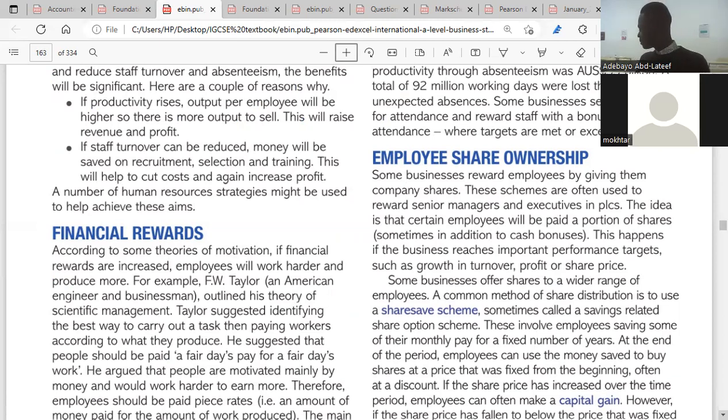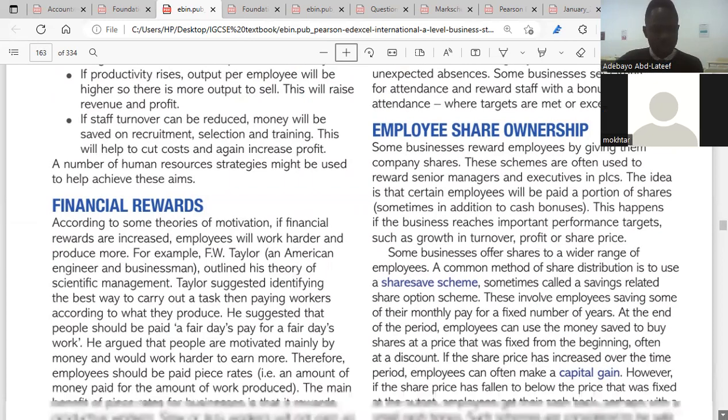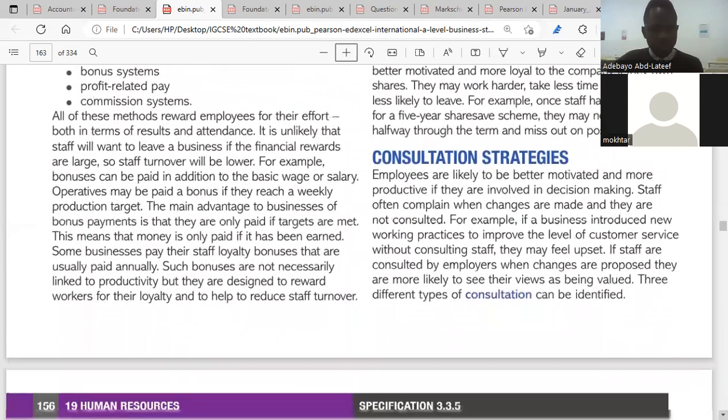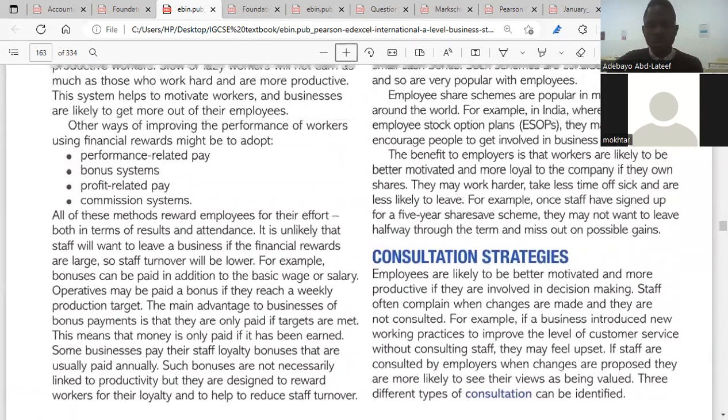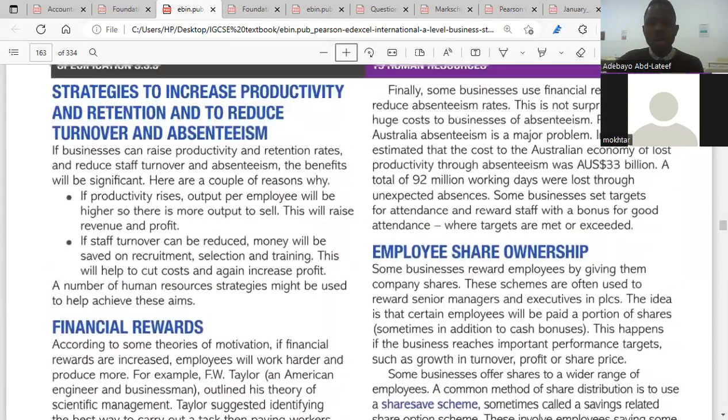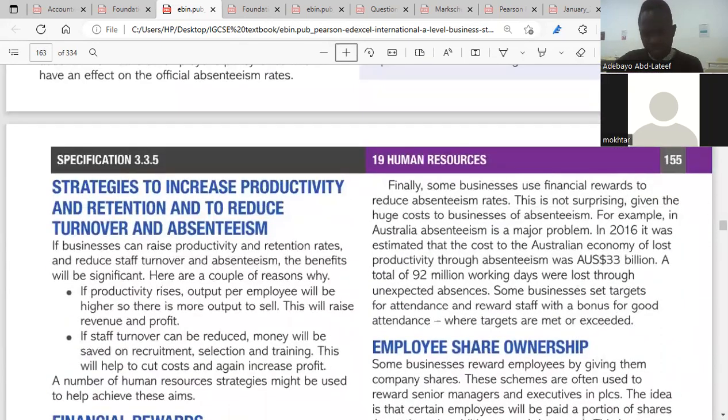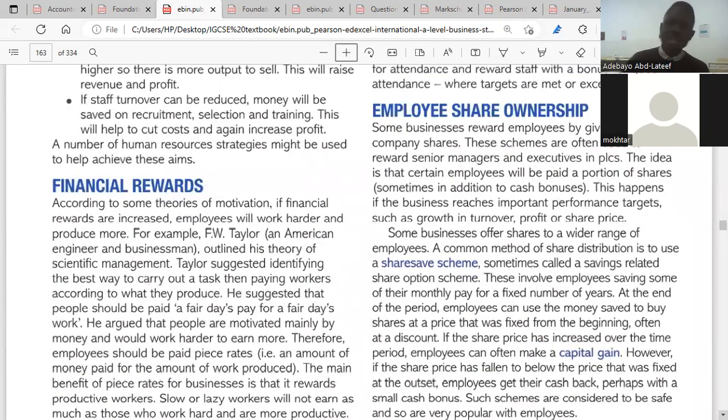Two, another way is employee share ownership. Ensure your employees are part of the shareholders of the company. Here I wrote, businesses do reward employees by giving them company shares. It could be done through a share save scheme.